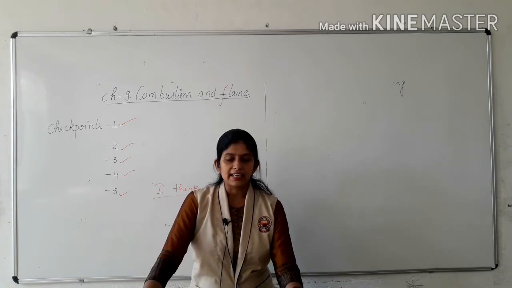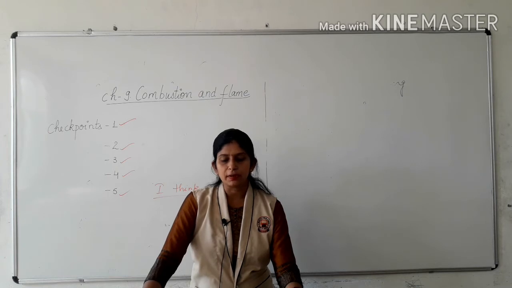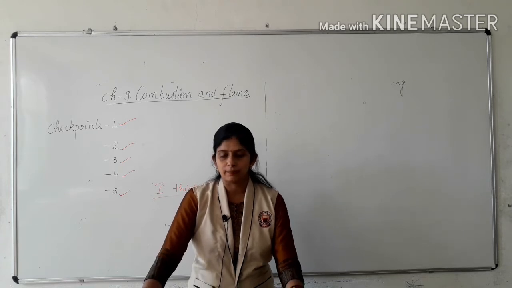Seven, the SI unit of calorific value is joules per gram, joules per kilogram, kilojoules per gram, kilojoules per kilogram. As far as the SI unit is concerned, it is joules per kilogram.